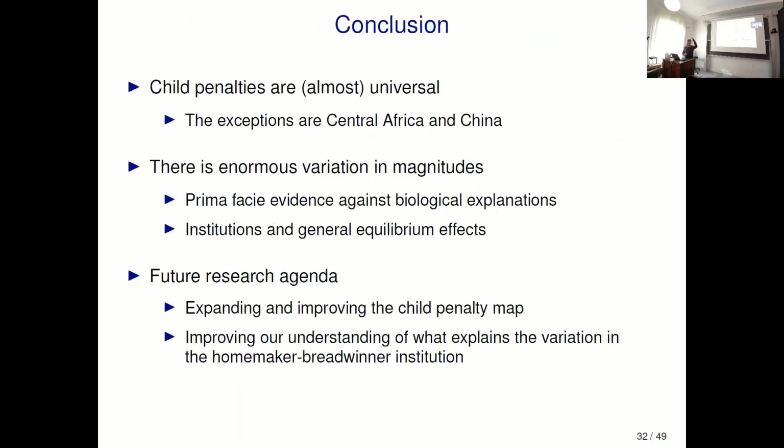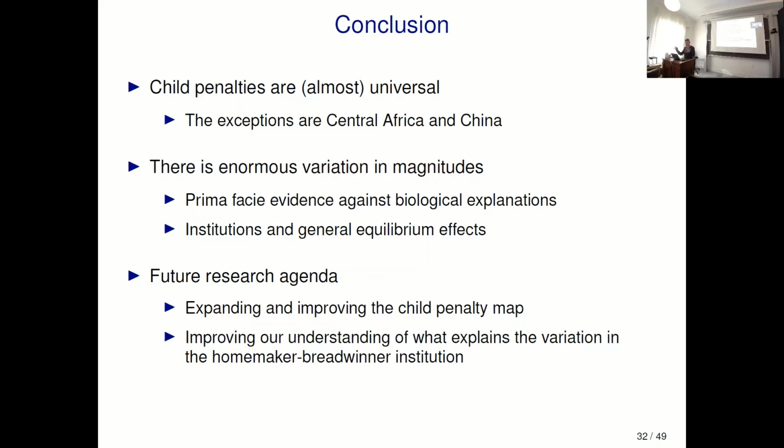There it is. So there's this tremendous variation in magnitude. Child penalties are observed almost everywhere, as we saw yesterday as well. There's huge variation in magnitudes, however, and we really want to begin to explore the reasons for it. As you know, I'm very interested in the idea of culture, which I think is very important, but it's still work in progress to really try and nail that effect.